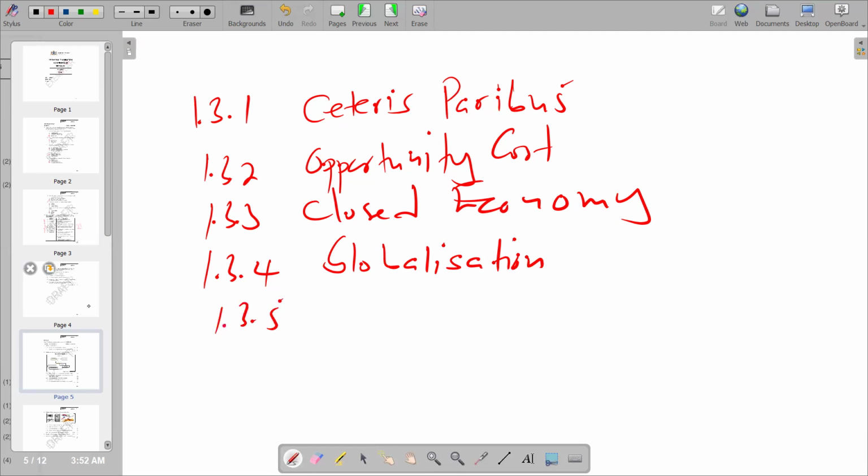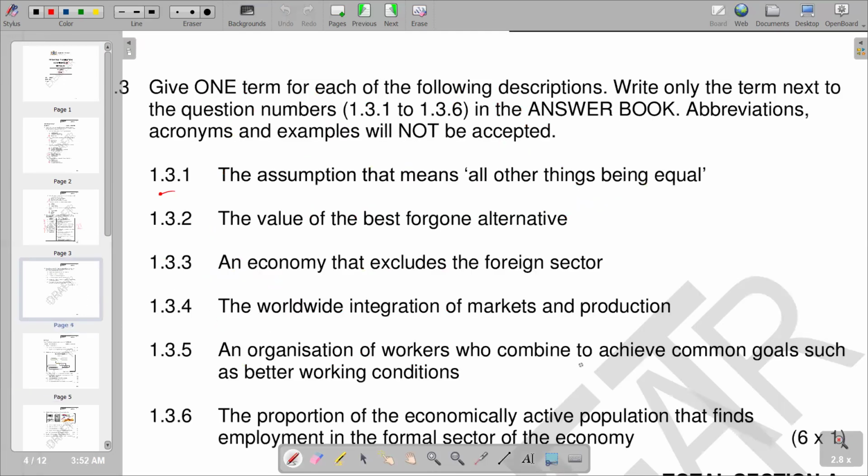And we go to the 1.3.5. It is an organization of workers who combine to achieve common goals such as better working conditions. We know that this is a labor union. Remember, a labor union is an organization formed by workers to negotiate for better pay, for example, and also safe working conditions, and other better benefits that might be negotiated then. So this is a labor union. So 1.3.5, we are saying labor union.